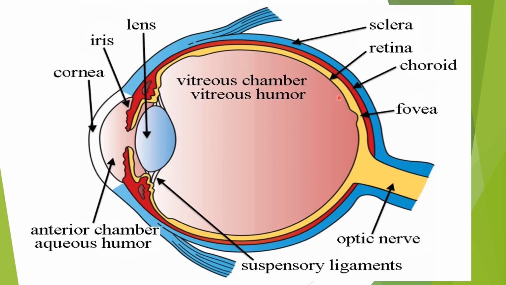Now the choroid, the second layer below the sclera, is richly pigmented and vascular. The pigment present in the choroid absorbs the excess of light rays and prevents them from scattering inside the eyeball. And since it is richly vascular, which means provided with a large number of blood vessels, it supplies nutrients to various parts of the eyeball.